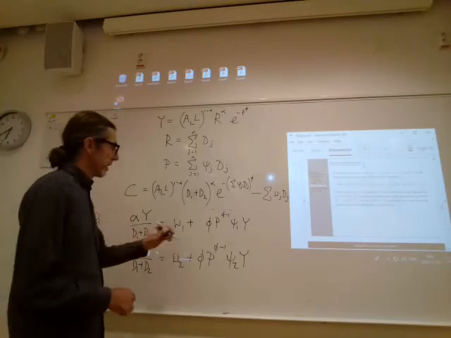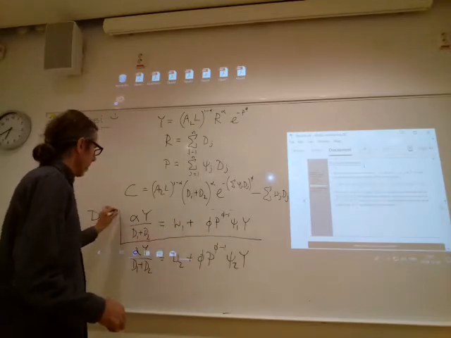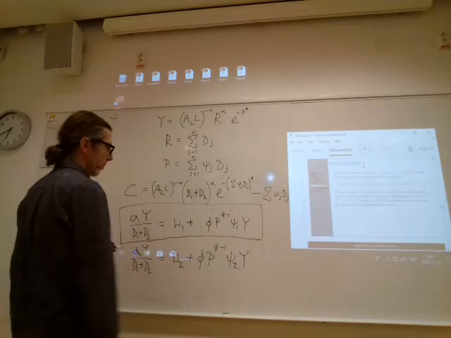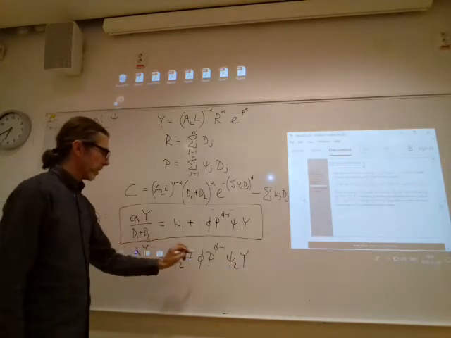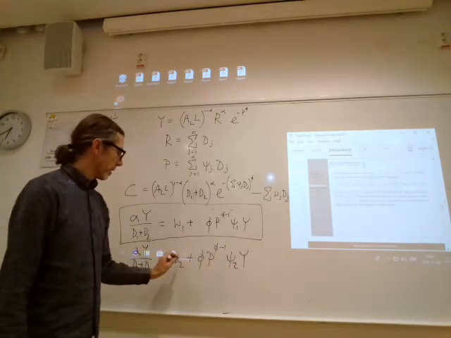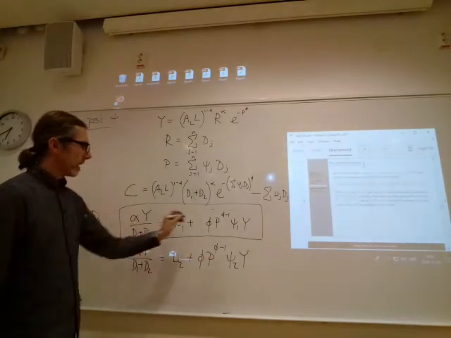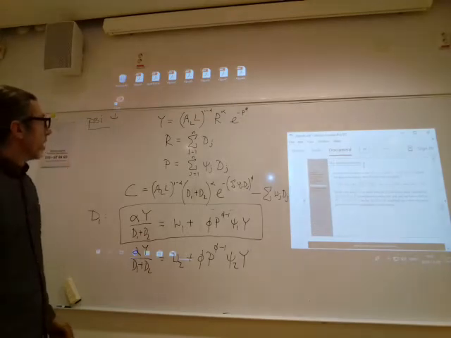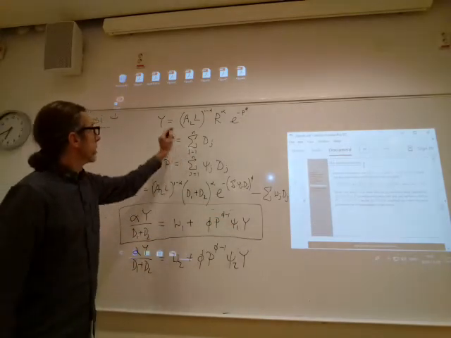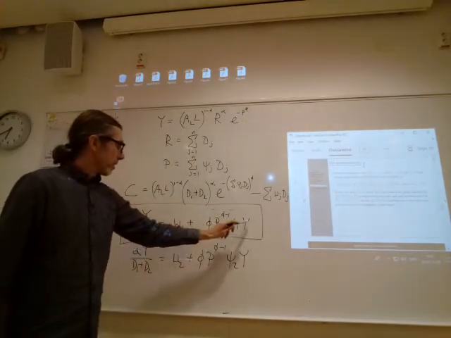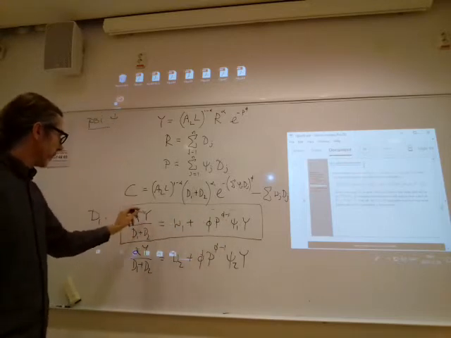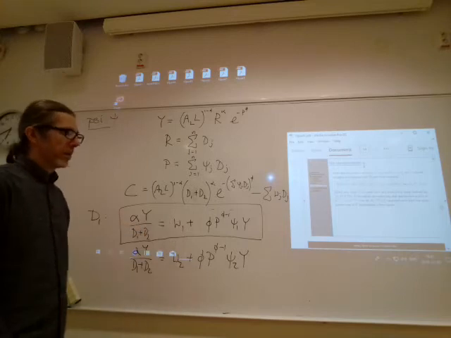To get our heads around this, the first thing we can do is just imagine, forget about input 2. It could be that it's both more expensive and more polluting. Big W2, big Psi 2. So you're only ever going to use input 1. What happens? Well, imagine Y is very small, because AL is very small. Then this whole lot is going to be small, and you've basically got alpha Y over D1 is W1.